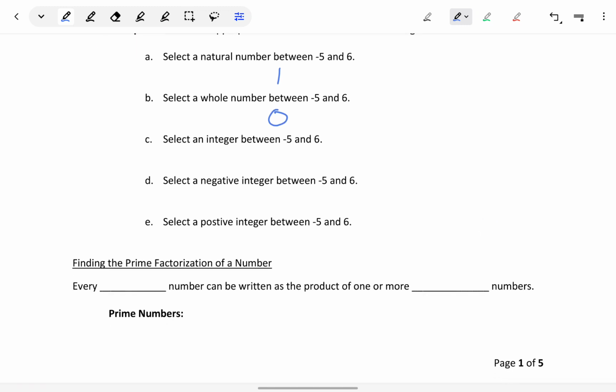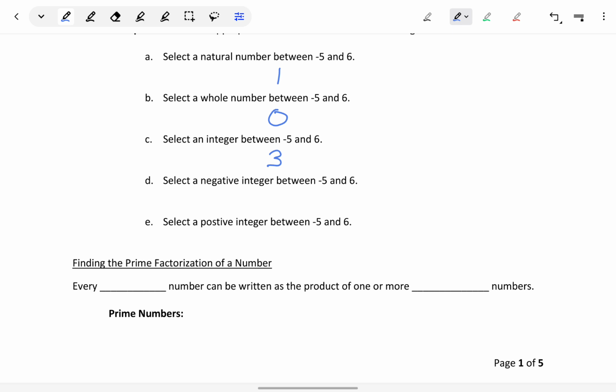Then in part C, we're asked to select an integer between -5 and 6. Now we could choose 0, a negative number, or a positive number between -5 and 6. Let's still just go ahead and pick a positive number. We'll go with +3.